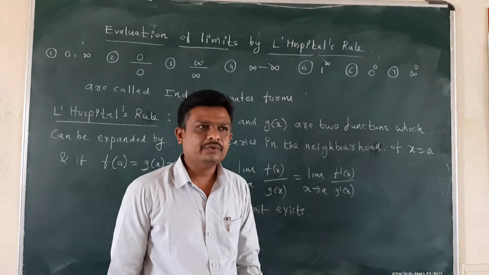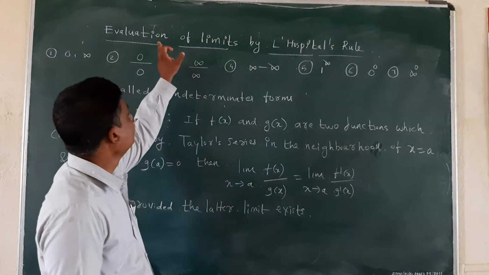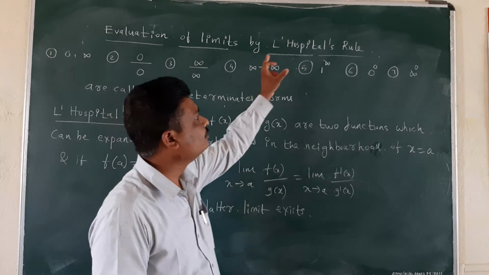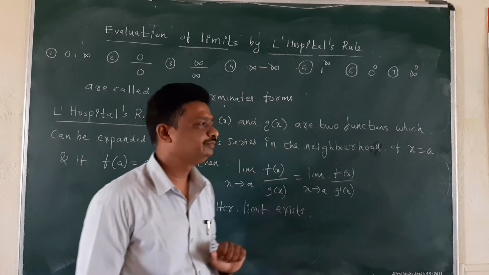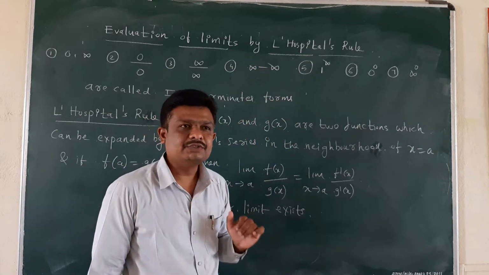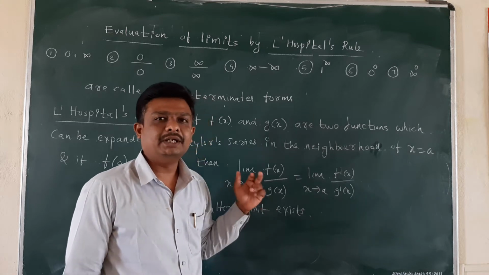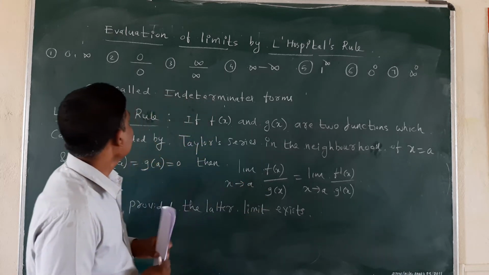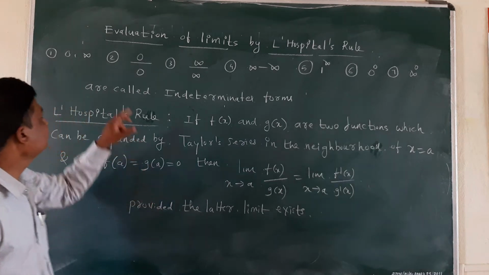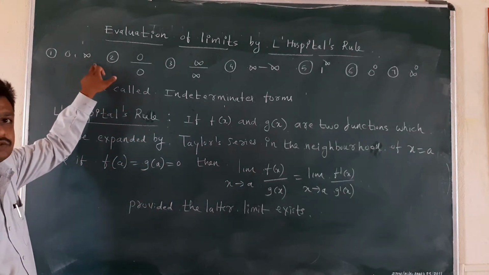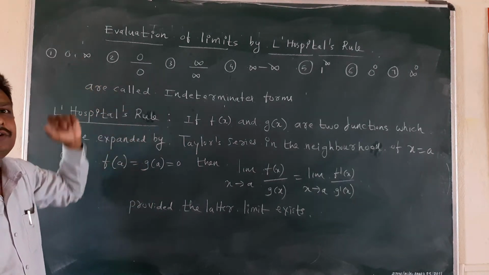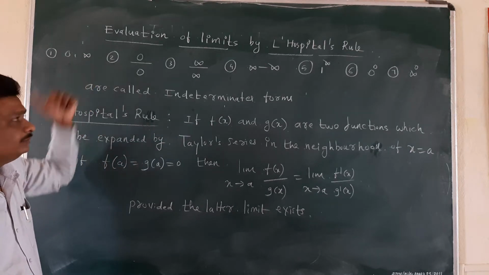Today in this video, we are going to discuss evaluation of limits by using L'Hospital rule. Before that, first we will see what are indeterminate forms. The first indeterminate form is 0 into infinity. 0 into infinity we cannot define.